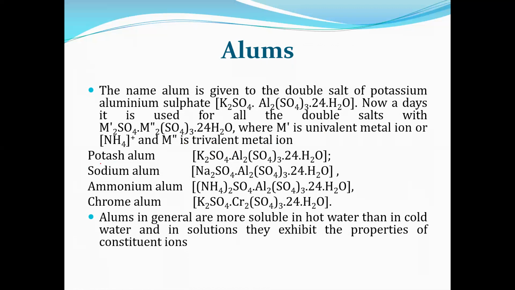Here are double salt examples. Potash alum: the formula is K2SO4 dot Al2(SO4)3 dot 24H2O. Sodium alum: Na2SO4 dot Al2(SO4)3 dot 24H2O. Ammonium alum: (NH4)2SO4 dot Al2(SO4)3 dot 24H2O. Chrome alum: K2SO4 dot Cr2(SO4)3 dot 24H2O. These are the examples of double salts.